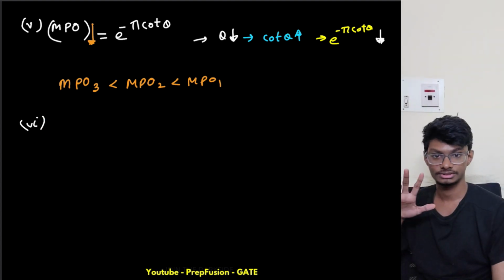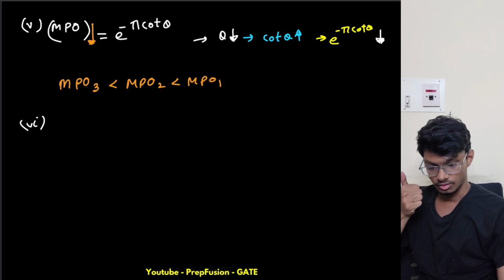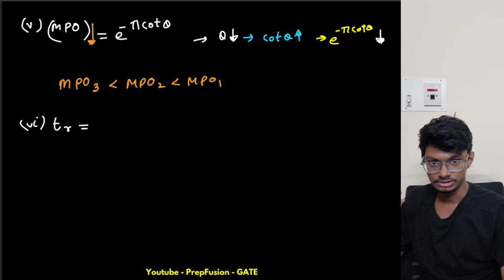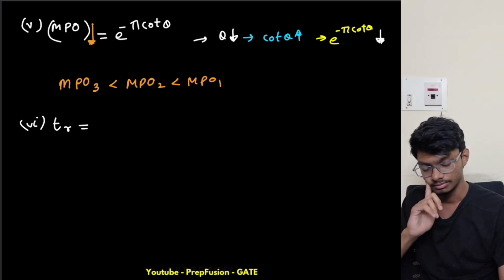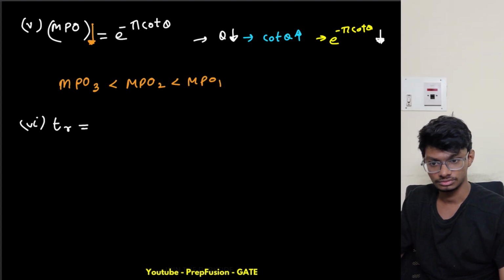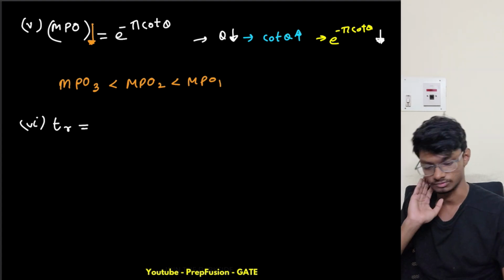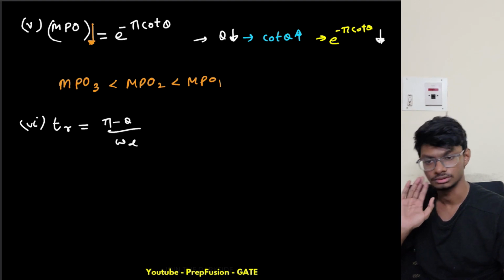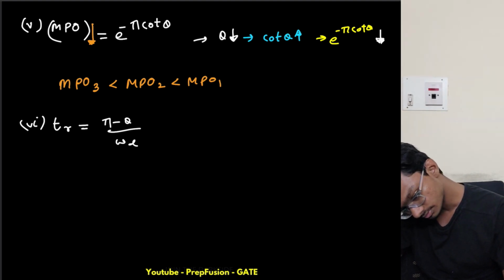Okay, so this one is the sixth one. Now let's do the rise time. I already know it follows inverse relationships, so TR3 will be maximum, and TR1 will be the least. But still, (pi minus theta) upon omega d is my TR, right?